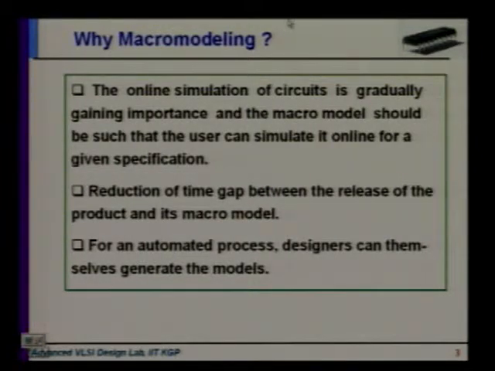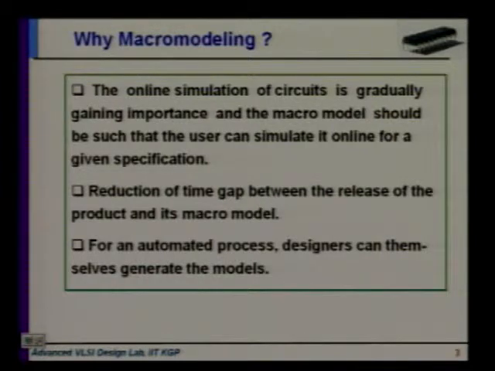This is the reason it reduces the time gap between the release of the actual product, the actual chip, and that of the macro model. You are testing it before the actual chip is available, checking that all your criteria are satisfied. Now you can purchase the chip.